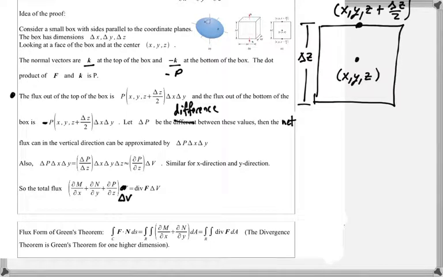Down below here we have the flux form of Green's theorem. I believe we probably covered this a little bit earlier when we were looking at the Green's theorem section. The line integral over C of F dot n ds, that's a flux over a curve, is equal to the double integral over the region R of the partial of M with respect to x plus the partial of N with respect to y dA, which is equal to the double integral over R of the divergence of F dA. The divergence theorem is Green's theorem for one higher dimension. Okay, so let's look at an example or two here.